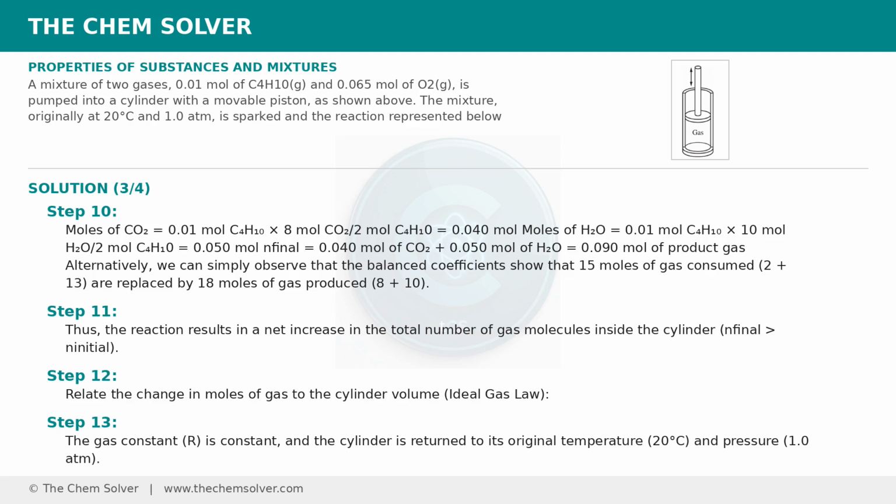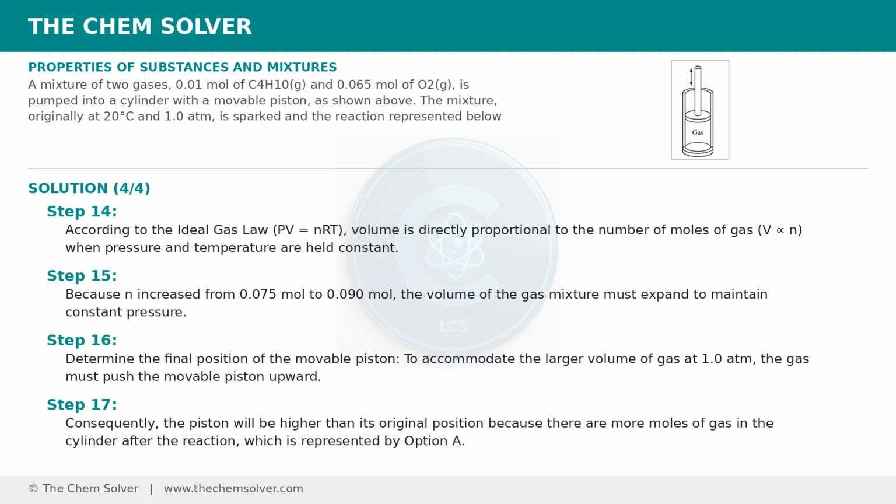Ideal gas law. The gas constant, R, is constant, and the cylinder is returned to its original temperature, 20 degrees Celsius, and pressure, 1.0 atmospheres. According to the ideal gas law, PV equals nRT. Volume is directly proportional to the number of moles of gas: V is proportional to n, when pressure and temperature are held constant. Because n increased from 0.075 moles to 0.090 moles, the volume of the gas mixture must expand to maintain constant pressure.